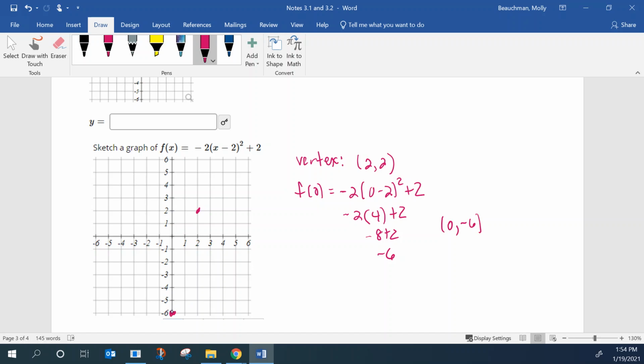That means that I'm going to have, by symmetry, another point exactly symmetric on the other side. So that should be enough coordinates to find your graph. If that didn't work, you could also find the x-intercept. You could take your equation, negative 2 times x minus 2 squared plus 2, and set it equal to 0, and then solve for x. Don't multiply it out. Take the 2 to the other side.